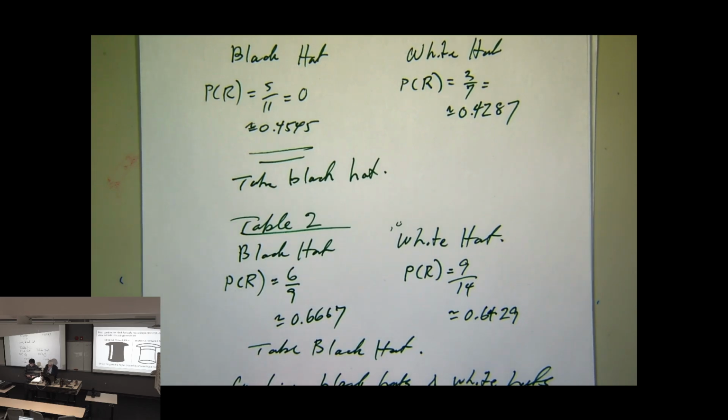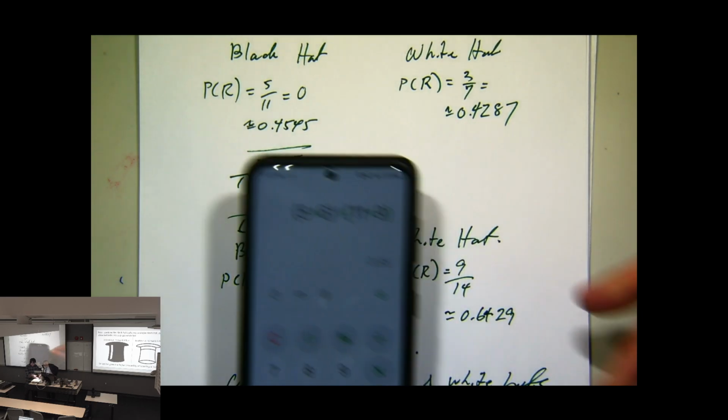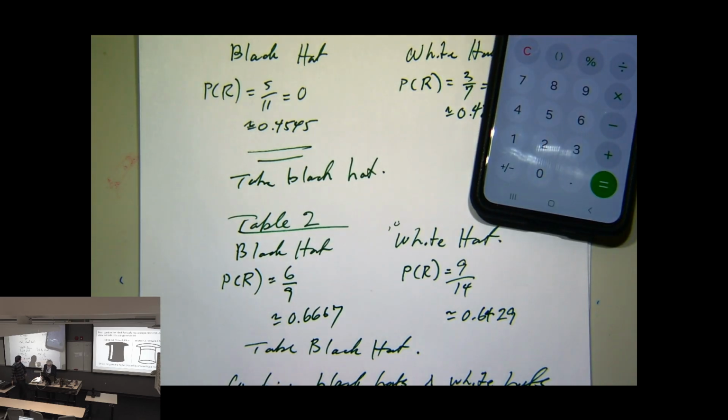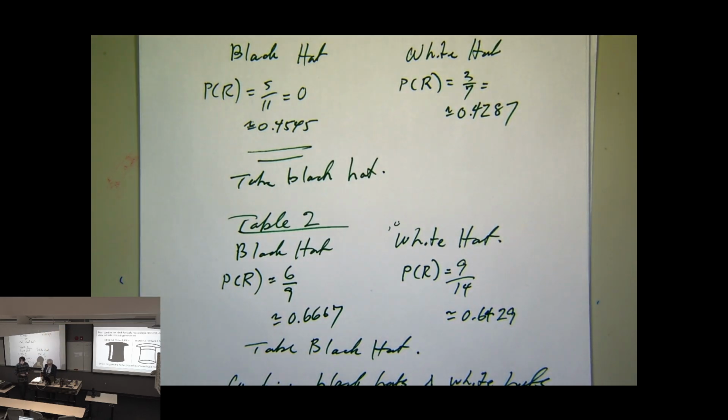Okay, so we got the black hat. Now we've got them combined. Black hat, white hat. Okay, here's the black hat. I got 5 plus 6 divided by 11 plus 9, and it was 0.55. So that's the combined black hat. All 11 out of 20, right? Yeah, 0.55. It's exactly 11 out of 20.